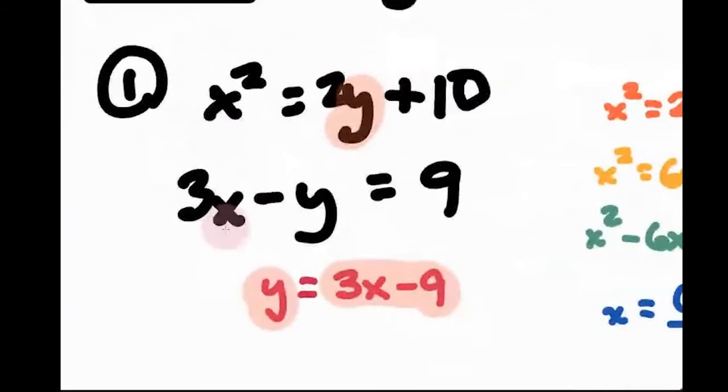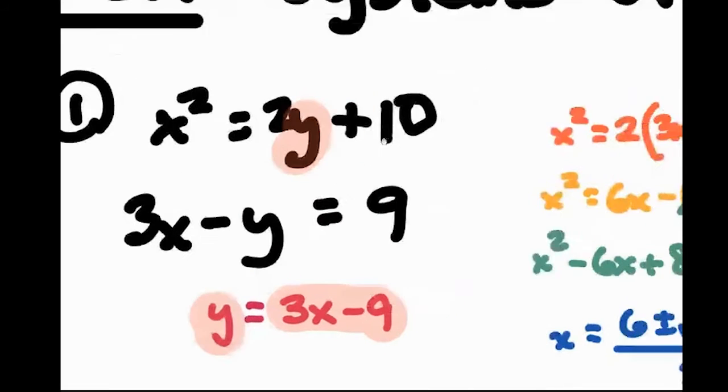First thing I did was I wanted to isolate one of the variables. So I solved for y because it was by itself. I figured it was the easiest variable to solve for. So I subtracted the 9, and then you get y equals 3x minus 9. From here, after I have that 3x minus 9, I substituted it in right here for this y.